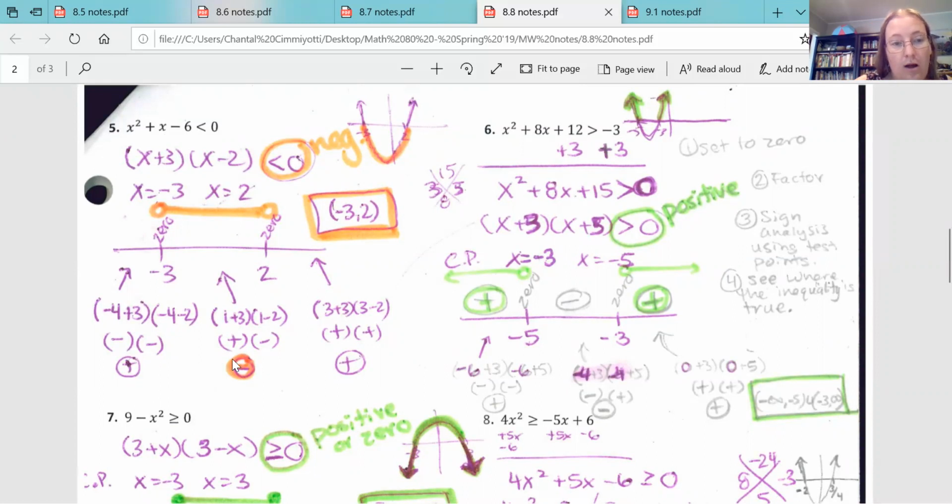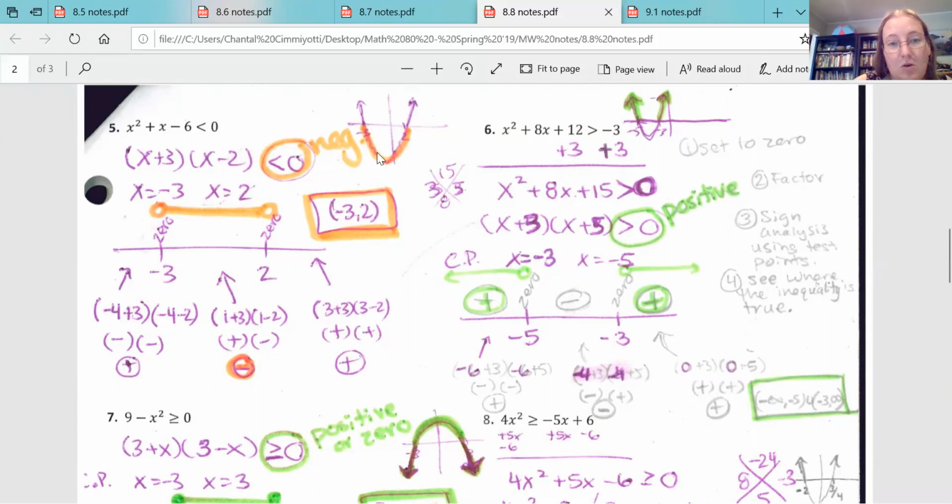And so I wanted to know, where is it less than 0? Where is it less than 0, meaning where is it negative? And it was negative between -3 and 2. And I just wanted it to be strictly less than 0, so I'm not going to include the zeros. So again, open dots and the use of parentheses. I graphed it here just so you could see how it works when you graph it.